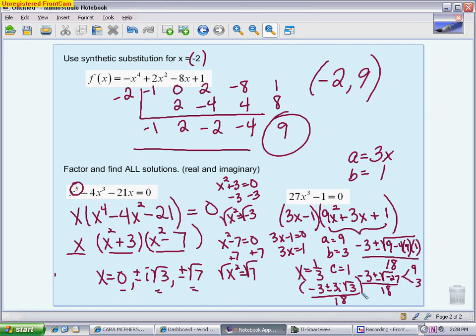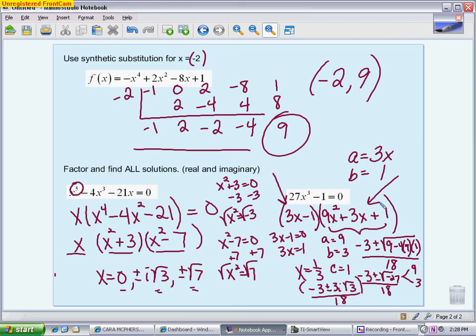With your perfect cube function, this piece will always give you one real solution. This piece will always give you two imaginary. And the imaginary are the ones that take a little bit of work because you have to go through the quadratic formula and you don't have any other factoring options for you. So that gives you a little bit of an idea of review.